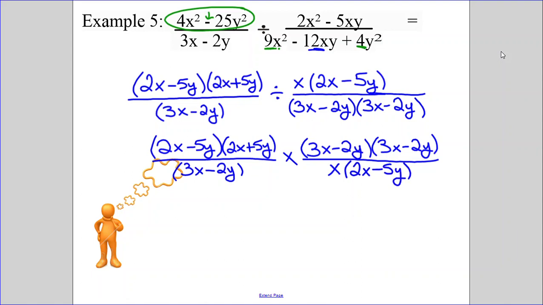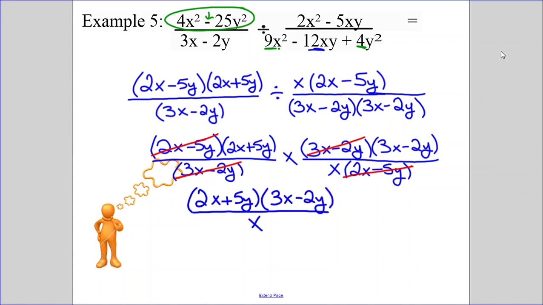So now I'm going to take a look and see what cancels out. Okay, what can factor out to make 1. So 3x minus 2y divided by 3x minus 2y, that's 1. And 2x minus 5y and 2x minus 5y, that's 1. And then I can look and see what I have left. So it doesn't look like anything else cancels, so I have 2x plus 5y multiplied by 3x minus 2y all over x.